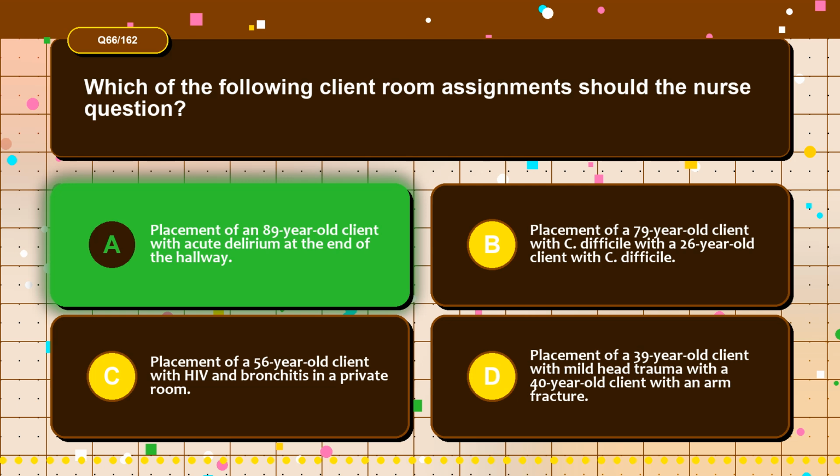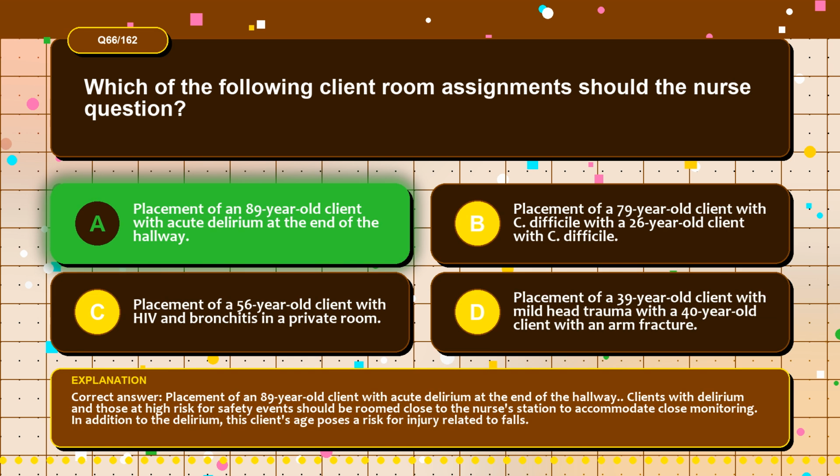The correct answer is option A. Placement of an 89-year-old client with acute delirium at the end of the hallway. Correct answer. Clients with delirium and those at high risk for safety events should be roomed close to the nurse's station to accommodate close monitoring. In addition to the delirium, this client's age poses a risk for injury related to falls.